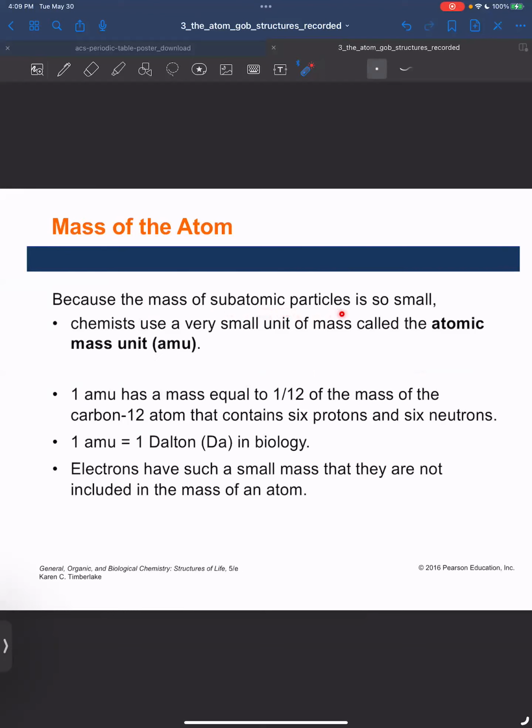Because the mass of a subatomic particle is so small, chemists use a very small unit of mass called the atomic mass unit, which is abbreviated AMU. 1 AMU has a mass equal to 1/12 of the mass of a carbon-12 atom that contains 6 protons and 6 neutrons. And for those of you taking biology, 1 AMU is equal to 1 Dalton. And electrons have such a small mass that they are not included in the mass of an atom. They're non-significant when it comes to mass.